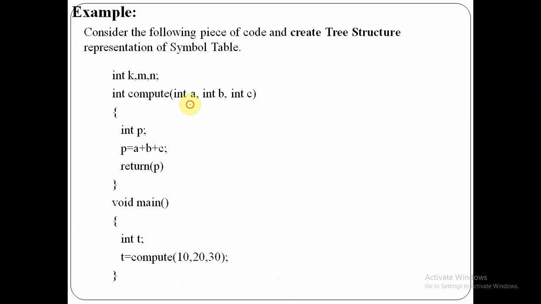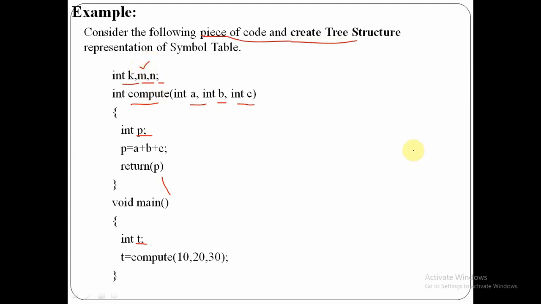For example, take this piece of C language code and try to create a tree structure representation for the symbol table. So here, first find the identifiers: K, M, N, next A, B, C. These are identifiers, and compute is also an identifier, P is an identifier, next T is an identifier. So for this we are going to represent a binary search tree. What is the starting node? K. K will become the root node. Next symbol is M.